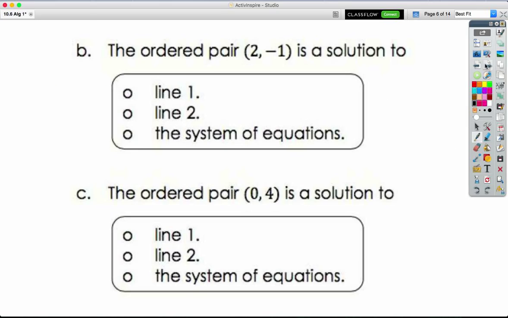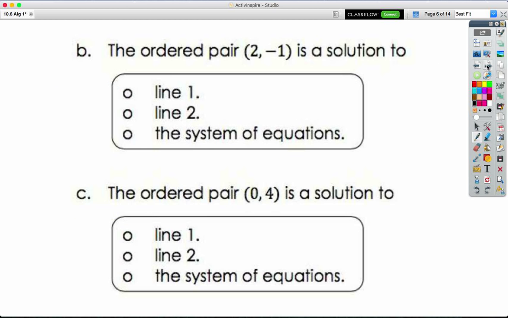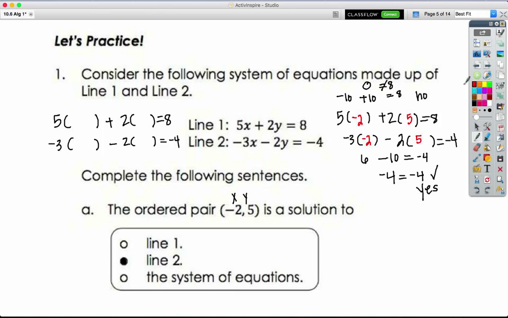So then the point 2, -1, with the same two equations. We're going to try 2, -1. I'm going to set it up again, and I'm going to substitute in 2 and -1 and see if that point works in one or both equations. Okay, so again, we're testing 2, -1. So 2 is the x, -1 is the y. So our x value is +2, our y value is -1.